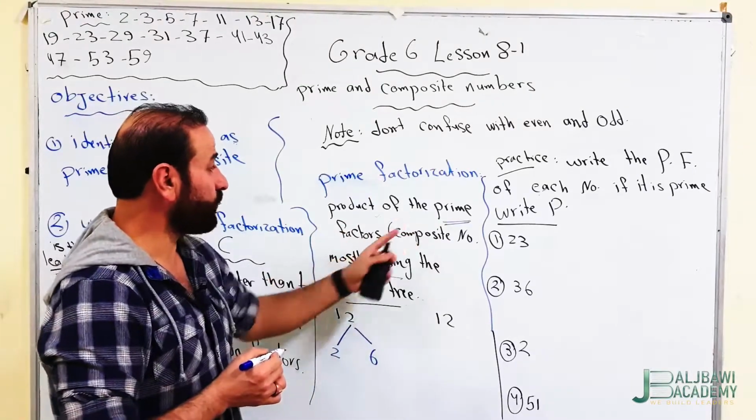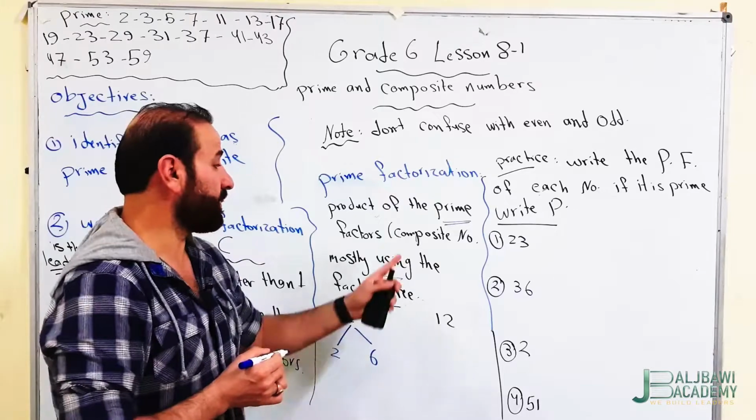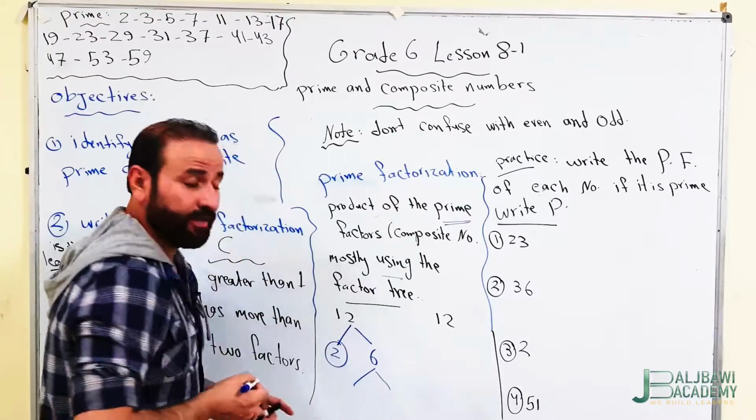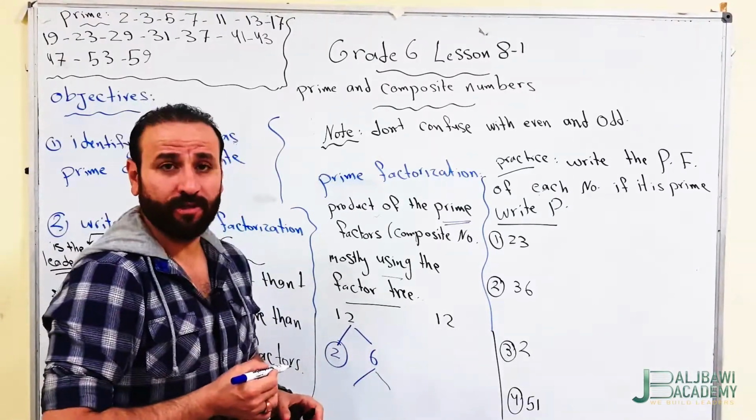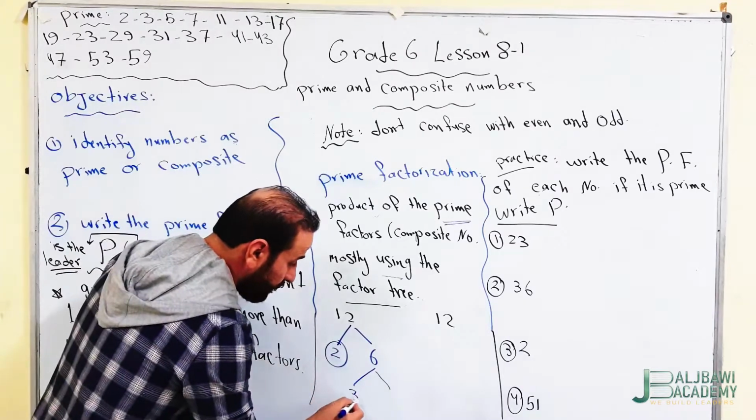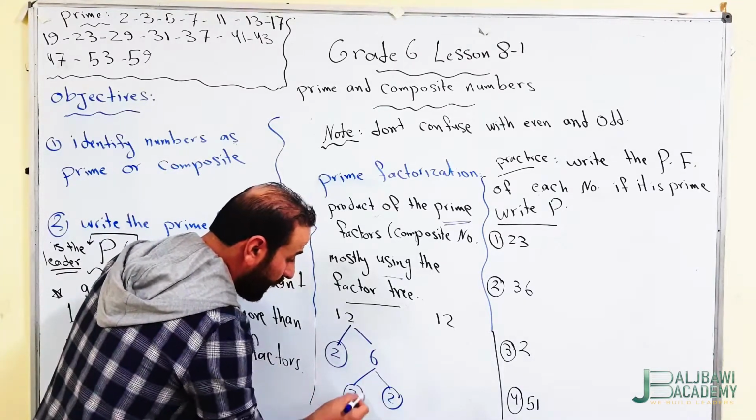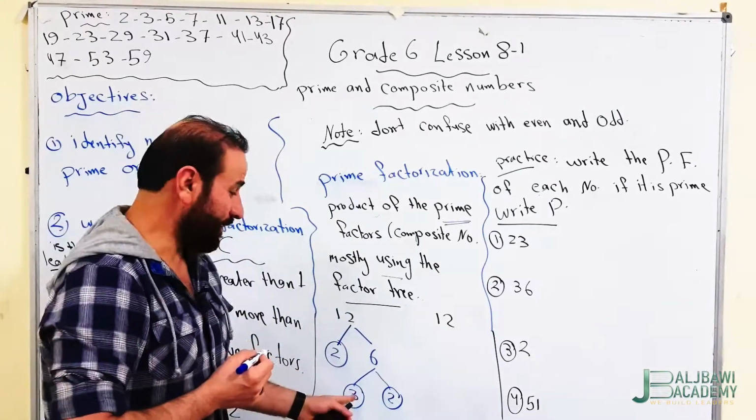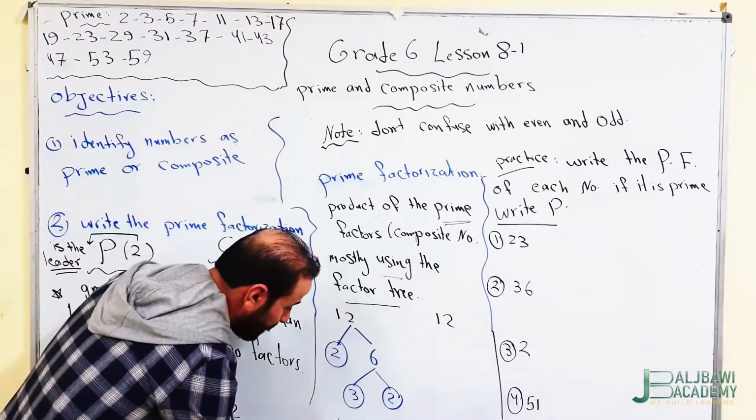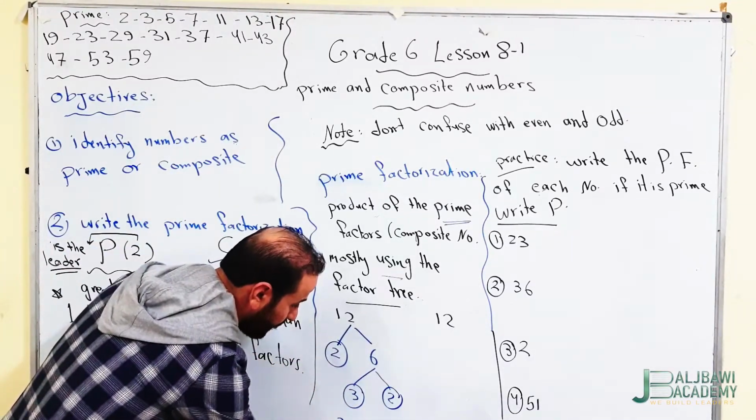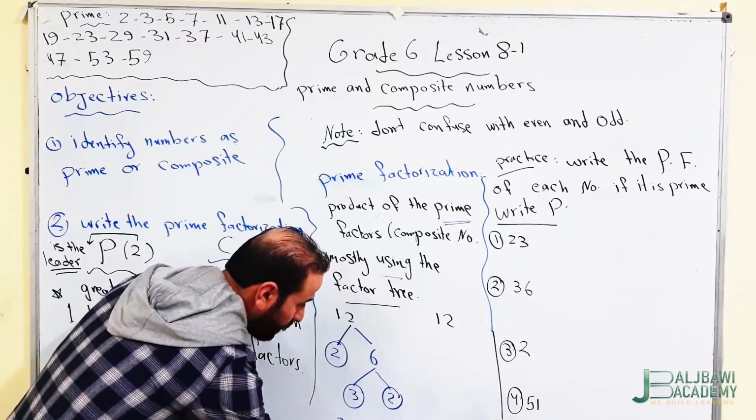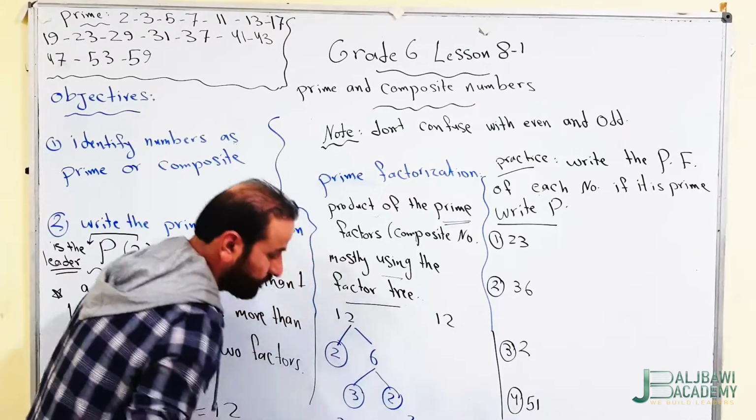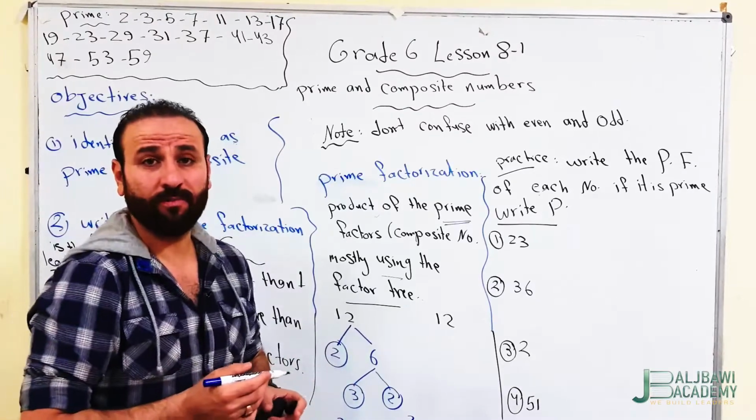But prime factorization means to write the number as a product of its prime factors. So I stop here, but I will continue my tree. I continue the branches here. Now 6 can be written as 3 multiply 2. So now I end up with all the numbers that are what? Prime numbers. So 12 can be written as 2 times 2 times 3. Or we can write it 2 to the second power, or 2 squared multiply 3. This is what we call prime factorization.